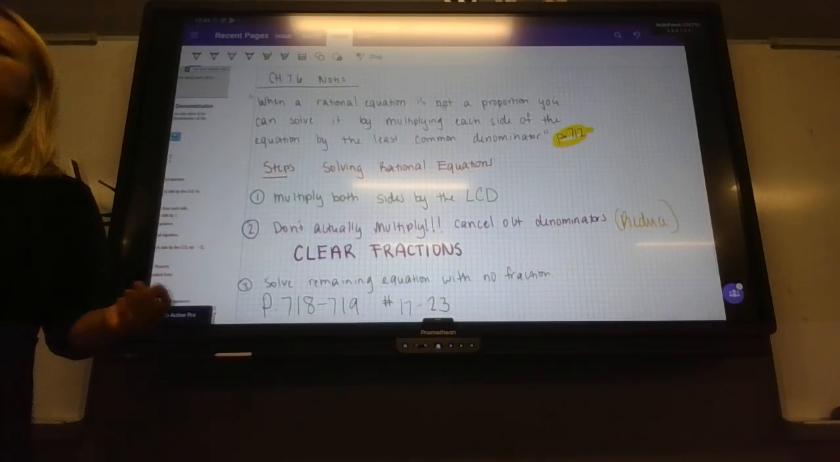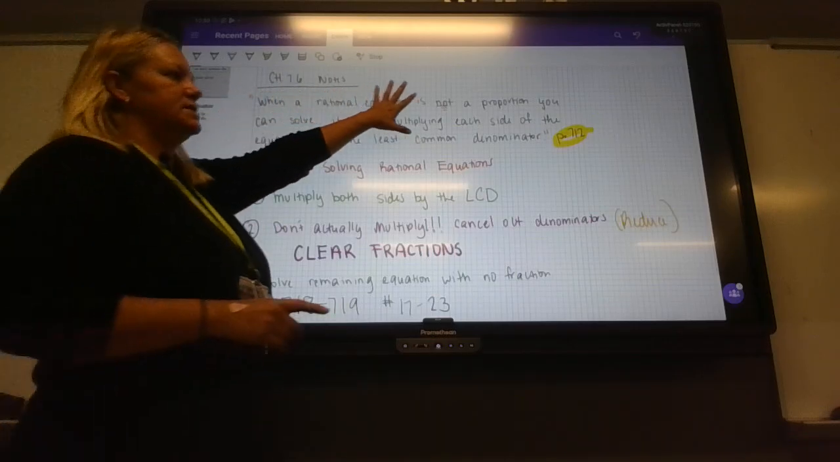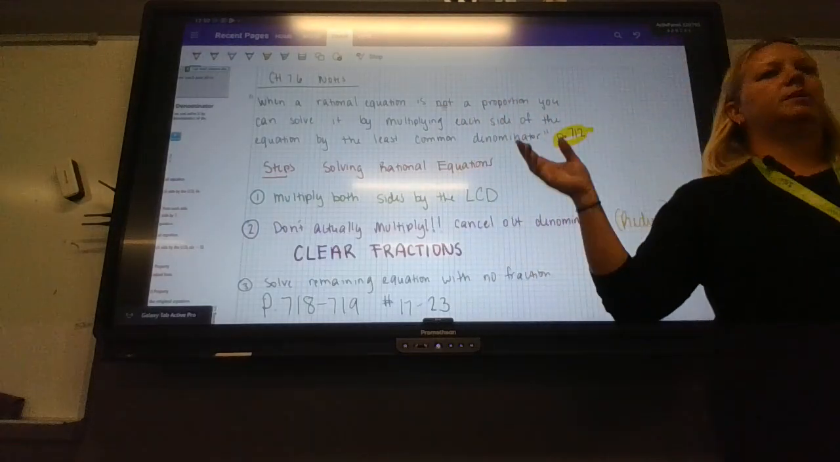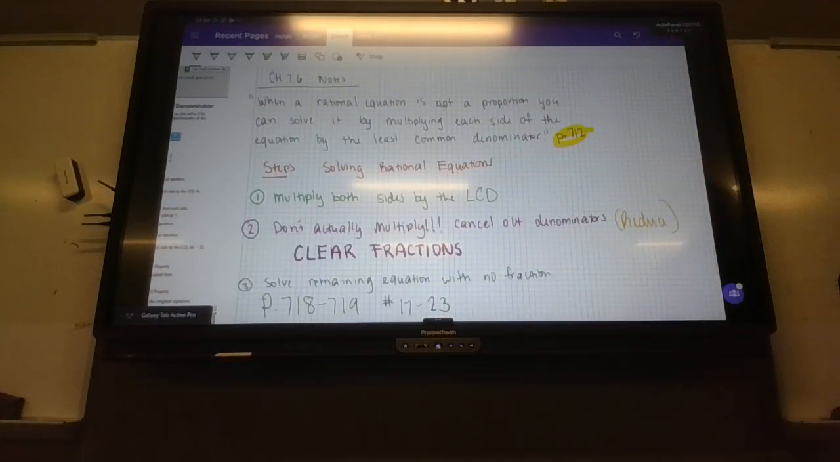Handwritten. If you don't want to write the steps, I suggest you go to page 712 and read it. This top sentence is a direct quote from page 712 about how we're going to solve these things. It says when a rational equation is not a proportion, so when it's not just the two fractions, you can solve it by multiplying each side of the equation by the least common denominator, which we really worked on before the quiz, figuring out what least common multiples were.